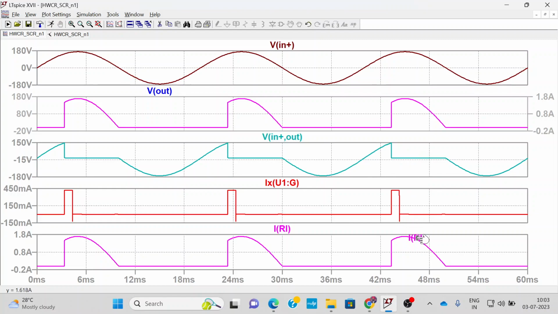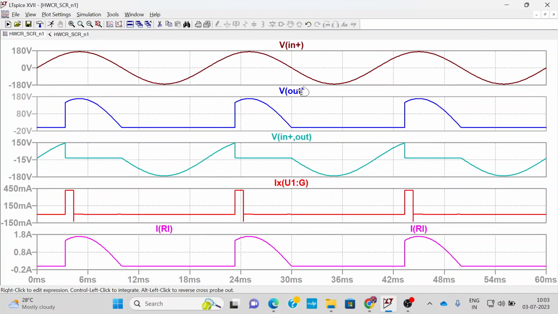Let me plot IR separately. This is my V out. This is my voltage across the SCR. This is my gate current and this is my load current. Load current and output waveform nature is the same. As you can see, the unit will be different.